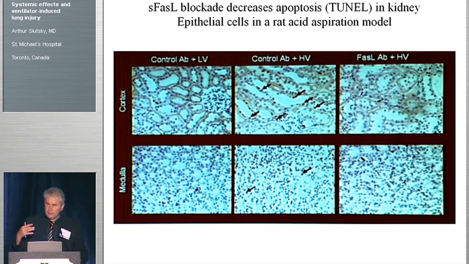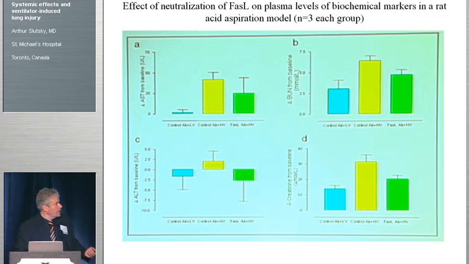Well, that's interesting, but does that impact function? Because we're still talking here about apoptosis. In preliminary studies, we only have an N of 3 in each group, but if you look down here, this is the change in creatinine from baseline. Look at the yellow. That's control antibody plus high volume. So an injurious ventilatory strategy causes an increase in creatinine. We use FAS ligand antibody with the same degree of high volume ventilation, same hemodynamics, and there's a decrease in creatinine.